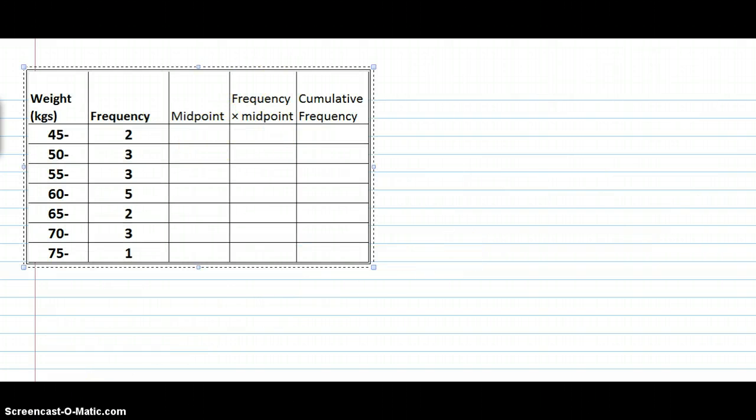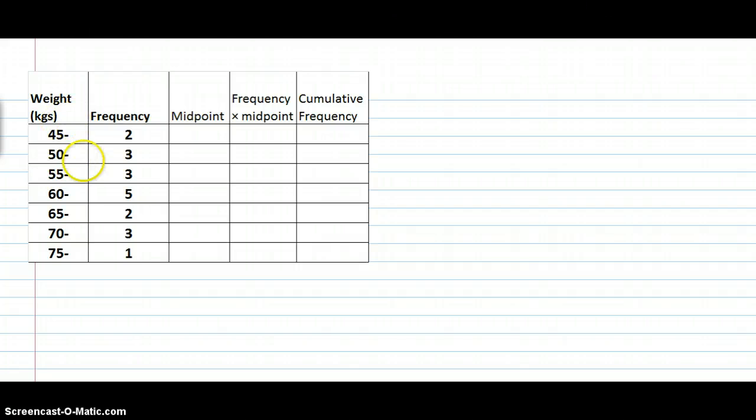Okay, a final example. This time we've got data which is grouped, and that's going to create a problem for us because in each group we don't actually know what the scores are. All we know from this data is that there were 2 scores in this group, 45 to 50 kilograms. We don't know what they were. Were they 46? Were they 48? Were they 49? We don't know.